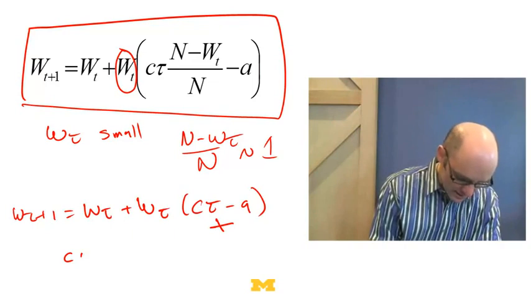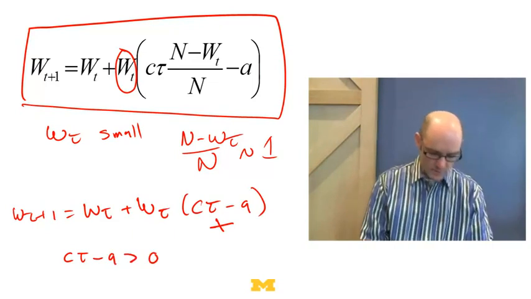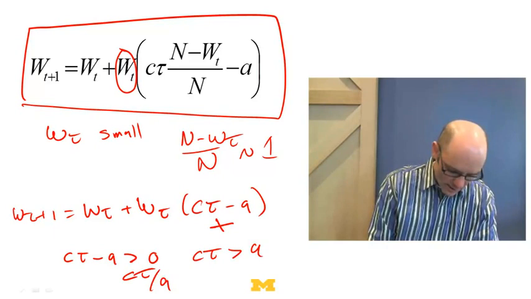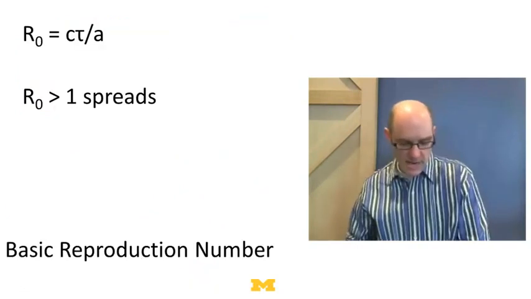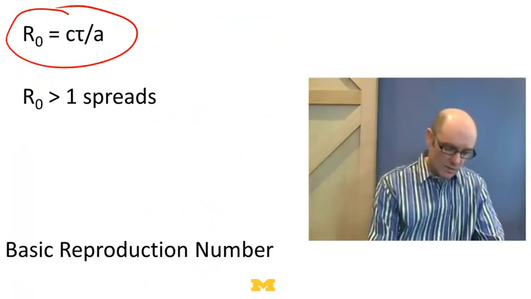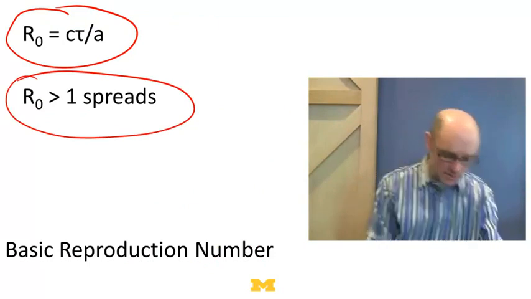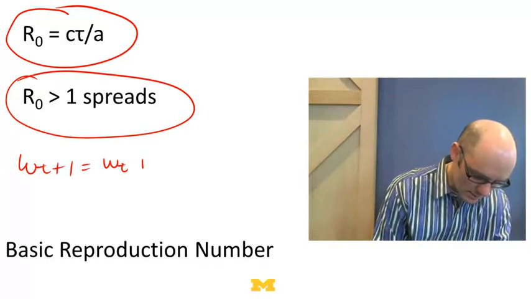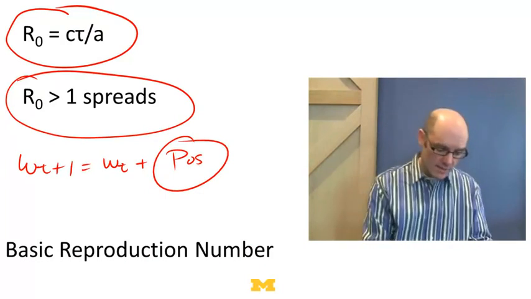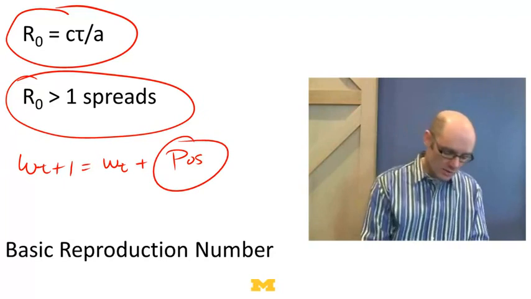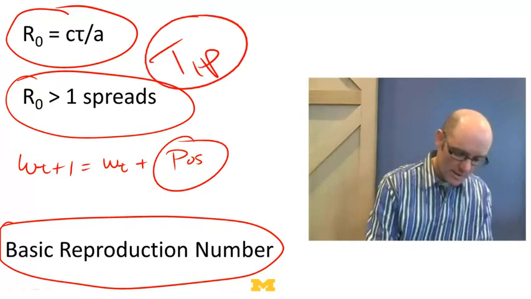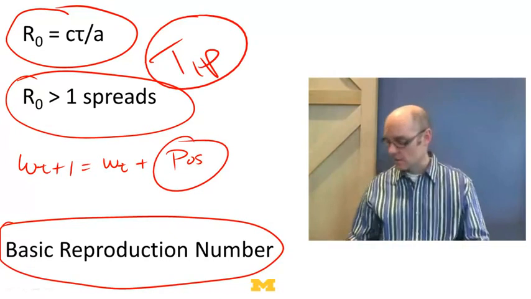So this is going to come down to: is C tau minus A bigger than 0? Or is C tau bigger than A? Or another way to write this is C tau over A bigger than 1. And this leads to what's called the basic reproduction number. We let R0 equal C tau divided by A. If C tau divided by A is bigger than 1, the disease spreads, because that means WT plus 1 equals WT plus something positive. If R0 is less than 1, in other words, if C tau over A is less than 1, then WT plus 1 equals WT plus something negative, and the disease dies off. So this R0 is called the basic reproduction number, and what it basically tells you is, does the disease spread? But notice here we've got a tipping point. R0 less than 1, no disease spread. R0 bigger than 1, disease spreads.